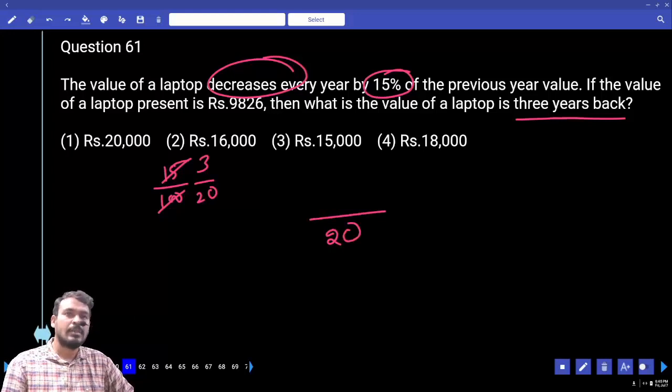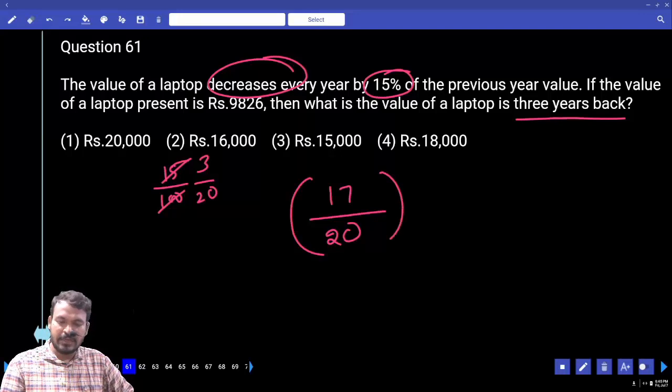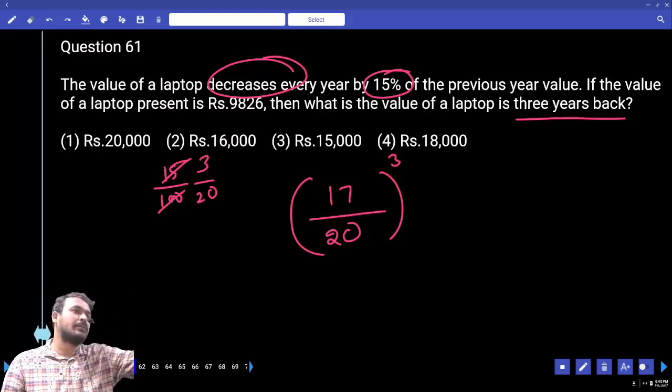20 parts. In that, how many parts are decreased? 3 parts. Then every year it will become 17 parts. If it is 1 year, what do we write? 17 by 20. And here how many years are given? 3 years. Then do we write power 3 or power 1? Power 3.